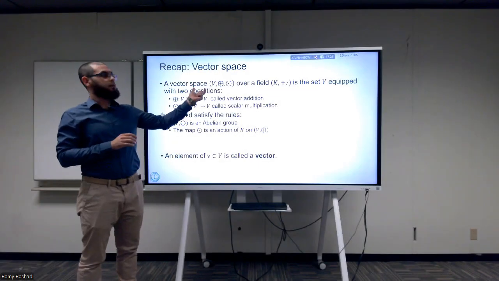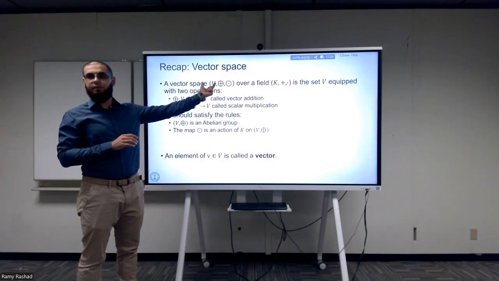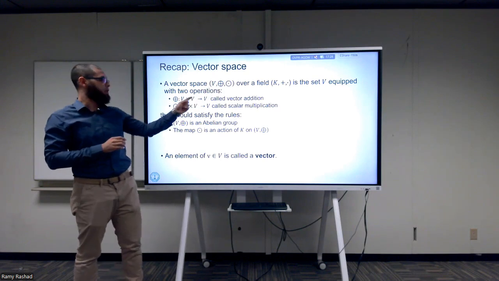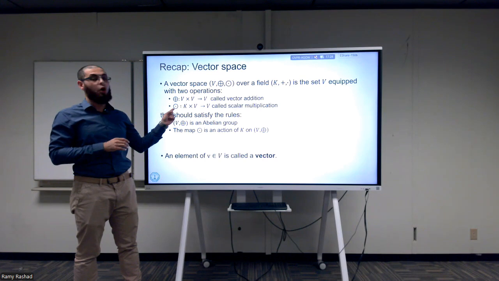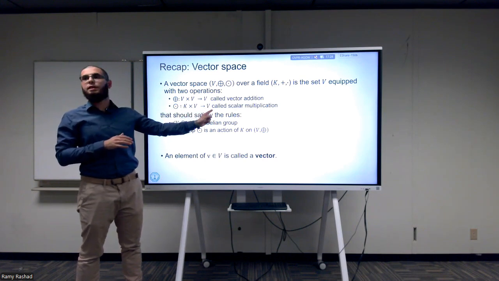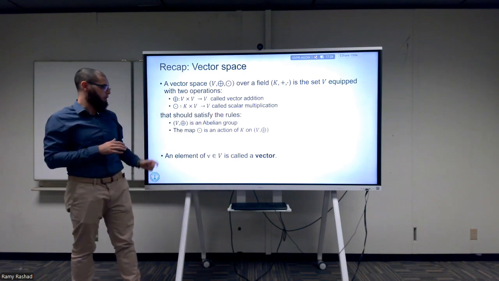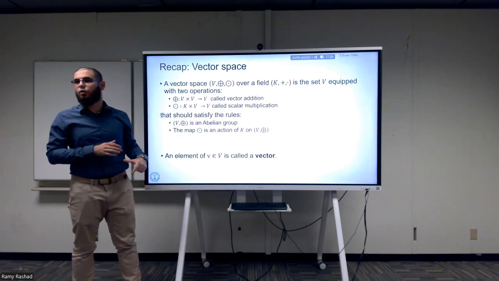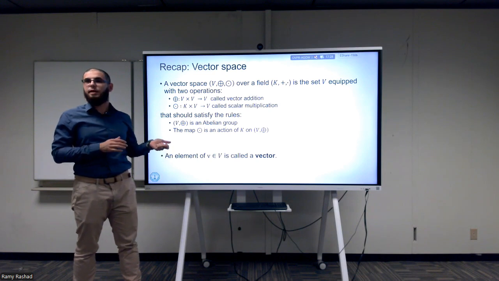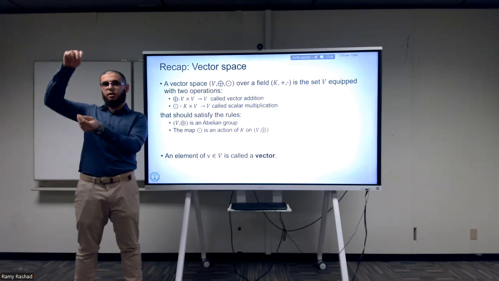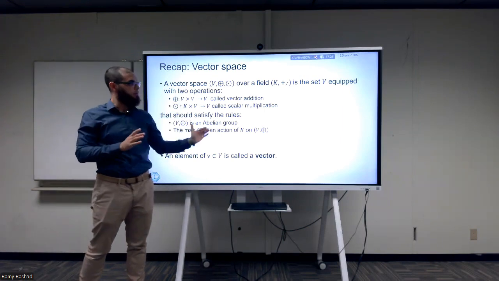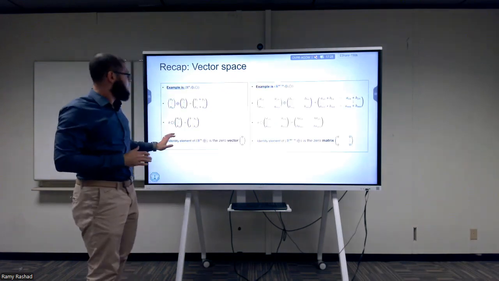The vector space is this triplet: V, this vector addition, and this scalar multiplication. We call this binary operation a vector addition. We call this operation that takes one element of K and one element of V and returns an element of V a scalar multiplication. And we said that it should satisfy some properties we discussed last time. And we said that an element of this vector space is what we call a vector. Okay? So a vector is not just a tuple of numbers. It's just an element of this vector space.